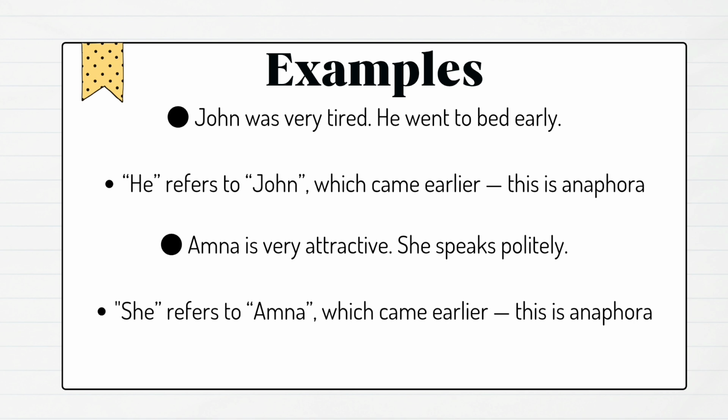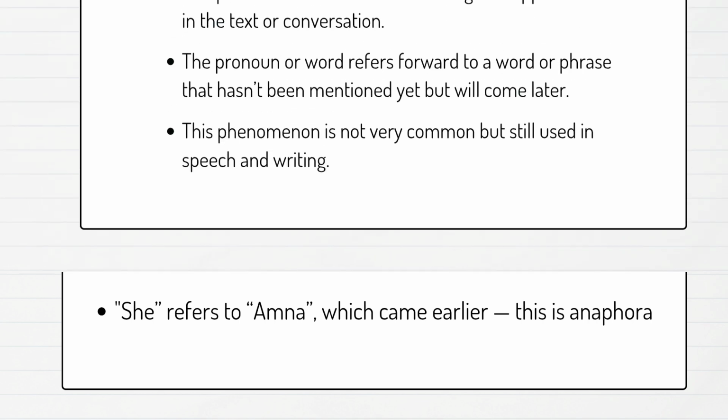An example is: John was very tired. He went to bed early. Here, the word he is used to refer to John, which has been mentioned earlier in the sentence, and this is Anaphora. In the second sentence, Amna is very attractive. She speaks politely. The word she is used to refer to Amna, which is Anaphora. Why? Because Amna has been mentioned earlier and the word she has come later. So that's why it is Anaphora.